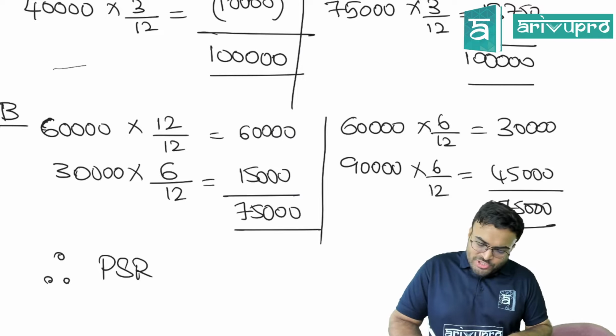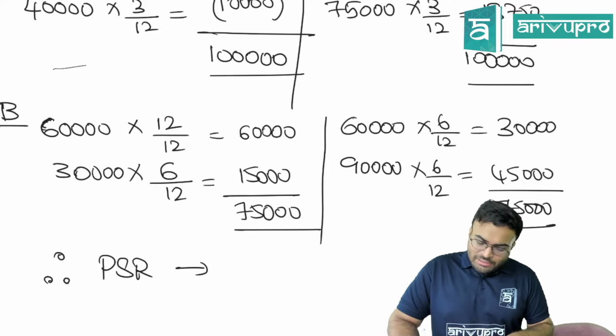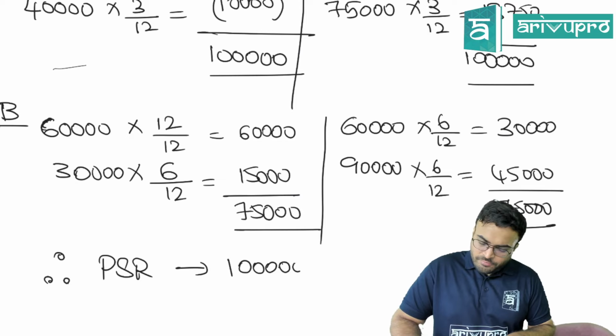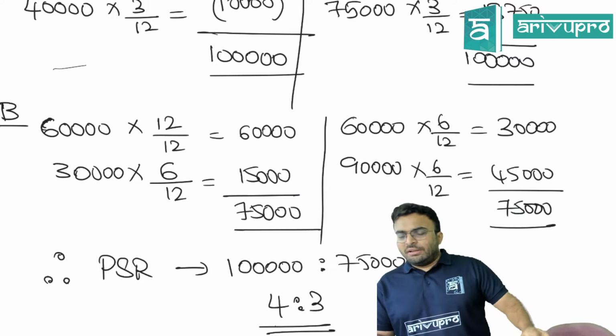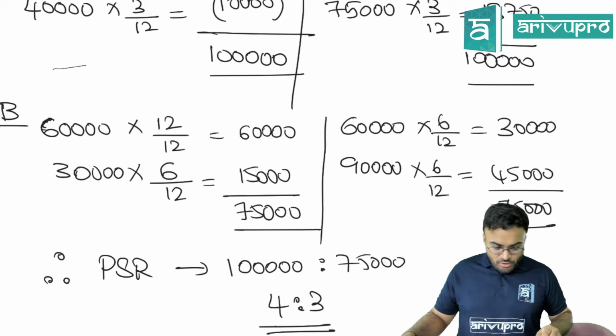Okay, so now the profit sharing ratio will be 1 lakh is to 75,000. That means it is nothing but 4 is to 3. 4 is to 3 is the profit sharing ratio. I hope it's clear.